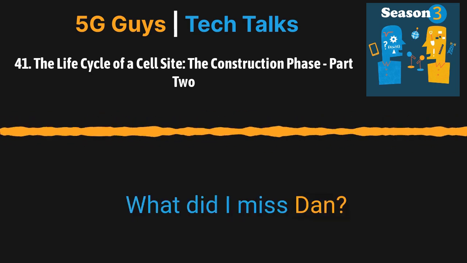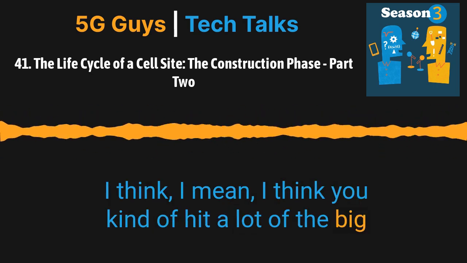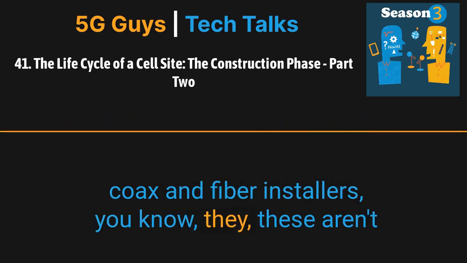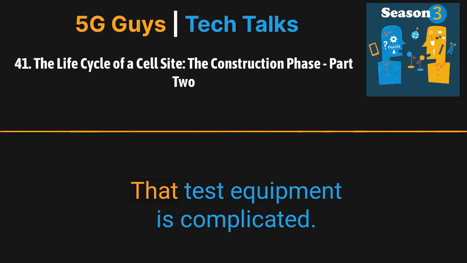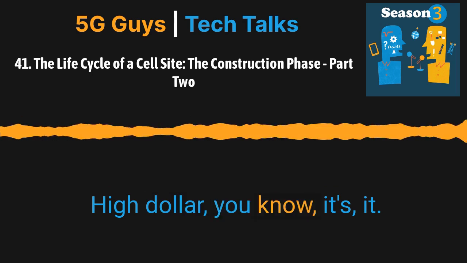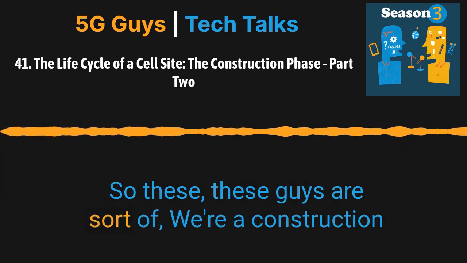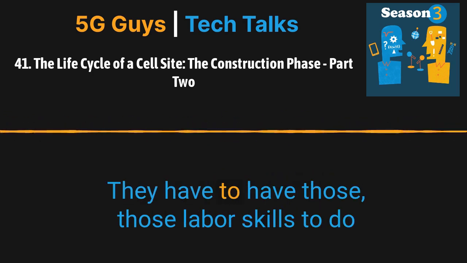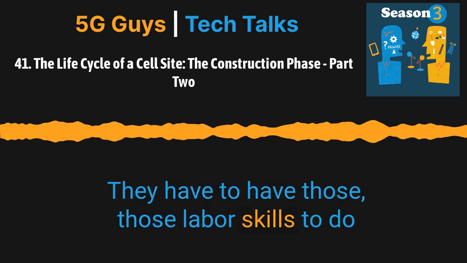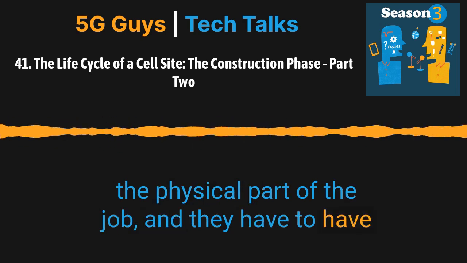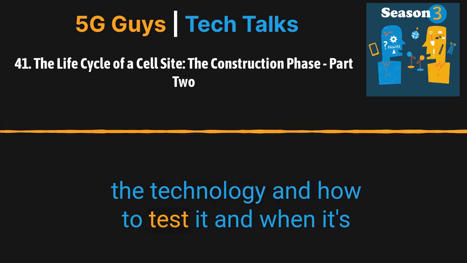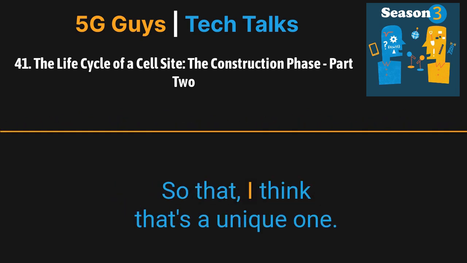What did I miss, Dan? I think you hit a lot of the big ones, and you talked about those coax and fiber installers. These aren't just construction folks. That test equipment is complicated, high dollar. So these guys are where construction and engineering meet. They have to have the labor skills to do the physical part of the job, and the skills to understand the technology and how to test it, and when it's right, when it's wrong. I think that's a unique one.